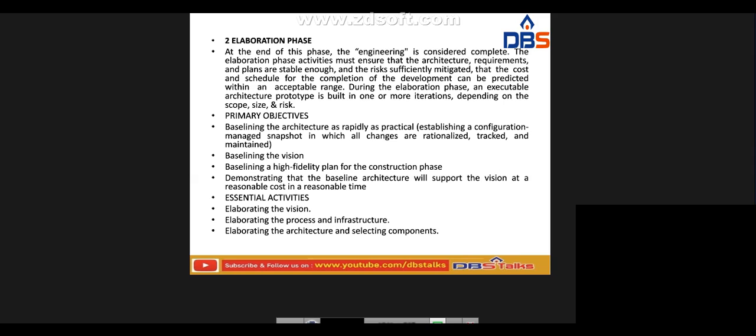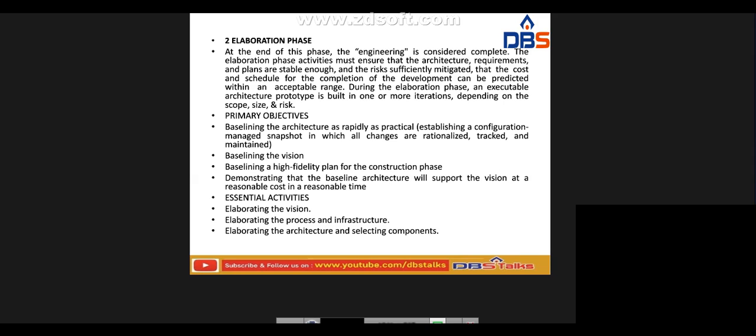And the primary objectives: baselining the architecture as rapidly as practical, that is, establishing a configuration management snapshot in which all the changes are rationalized, tracked and maintained, okay. And baselining the high-fidelity plan for the construction phase and demonstrating that the baseline architecture will support the vision at a reasonable cost in a reasonable time, okay.